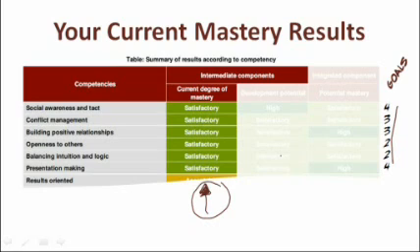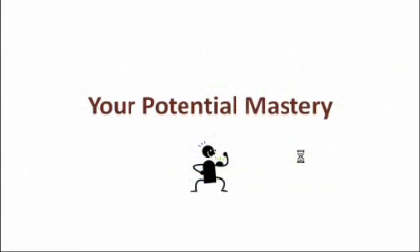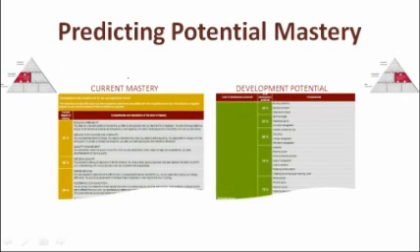Lastly, let's look at your potential mastery, where you can go if you work hard at it in the next year to come. As we said, we've already spoken about current mastery. Your development potential is essentially the energy that you want to allocate, or you can allocate, to developing any given competency. What we've done here is we've combined your motivation to develop with your ease of use. And we come up with a percentage of, let's call it, your development potential. It's your capacity to advance your mastery for each of these 47 competencies.